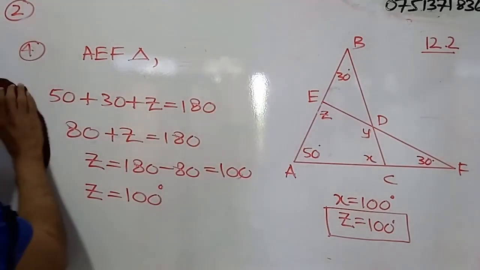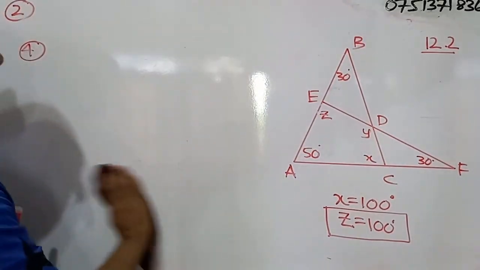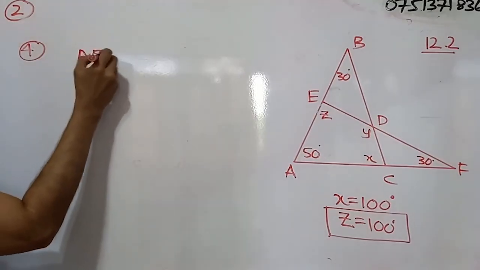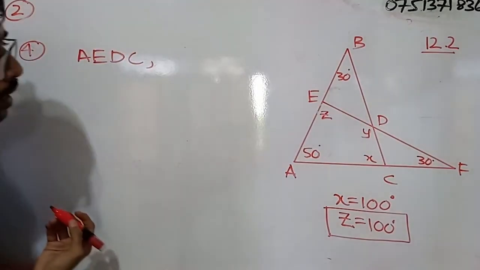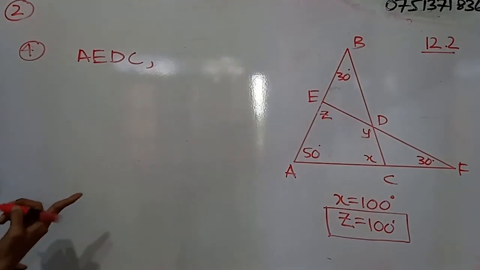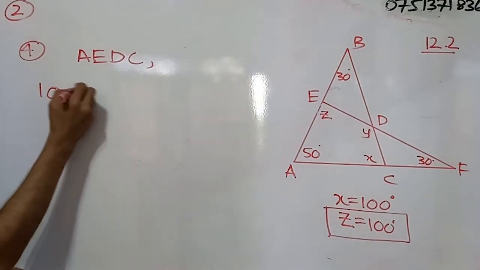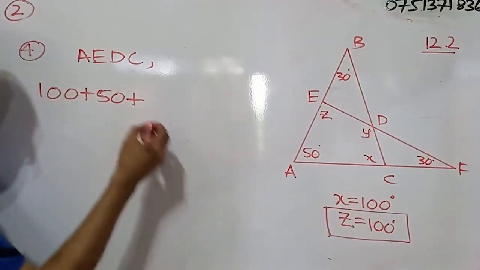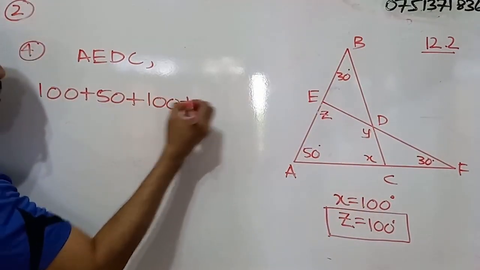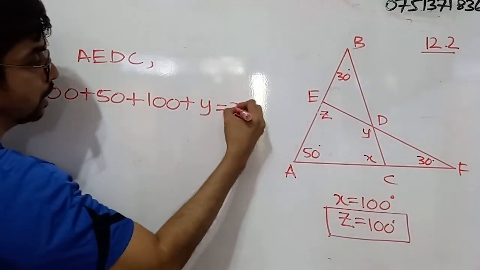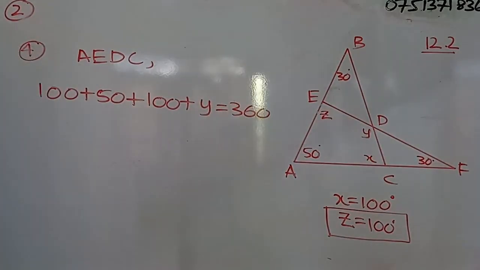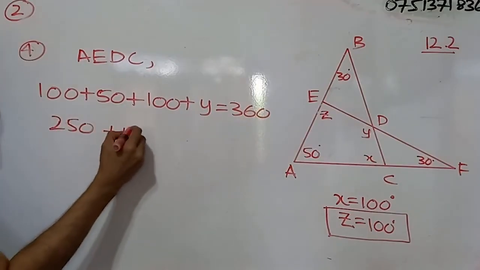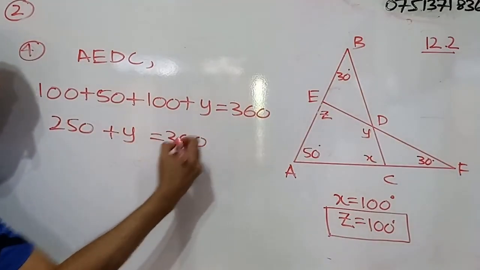Right. Now what do we do? We consider the quadrilateral AEDC. So there the value of Z, that is 100, plus 50, plus the value of X, that is 100, plus Y, is equal to 360. Right? So 250 plus Y is equal to 360.